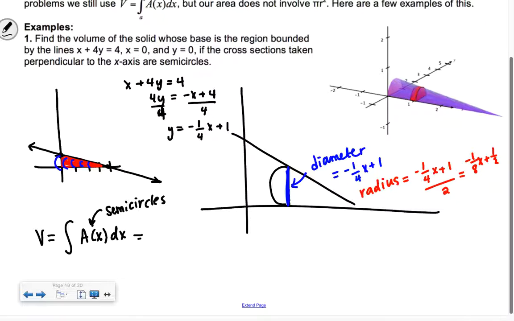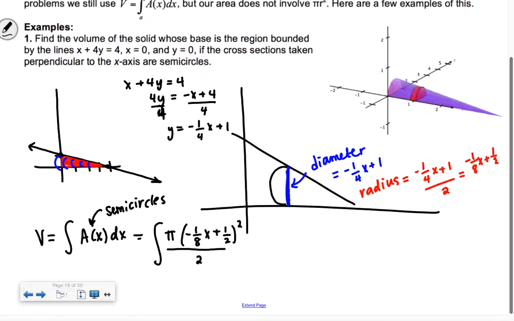So the area of each cross section. So we're going to have pi times r, negative 1/8 x plus 1/2 squared. That's our pi r squared. And then since it's a semicircle, we divide it all by 2. So you can do it all over 2, or you can pull the 2 out to the front and have 1/2 out front.